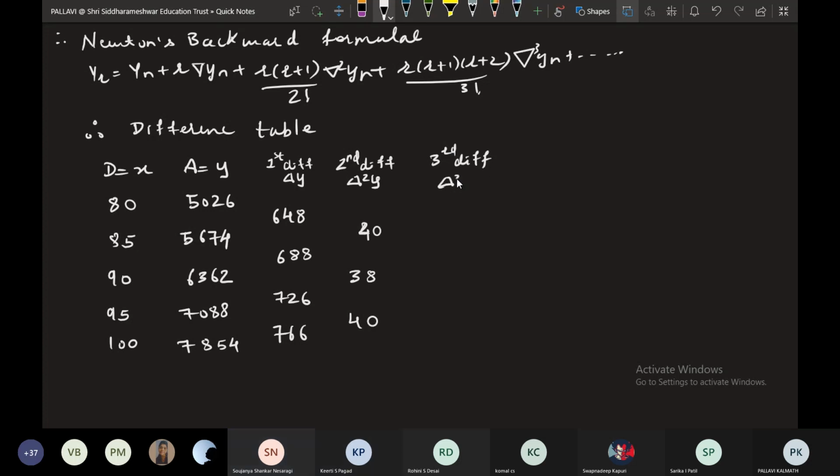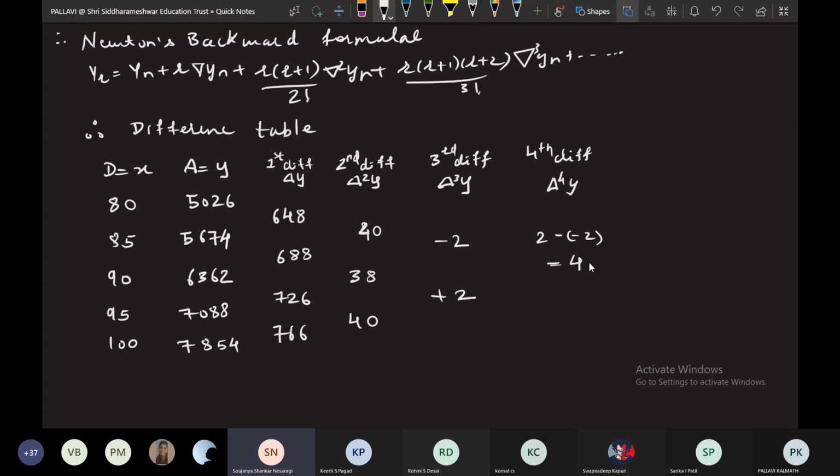Denote it as del cube. 38 minus 40 is minus 2. Then 40 minus 38 is plus 2. Then the fourth difference, del raised to 4 of y. This is 2 minus of minus 2. It is not minus 2 plus 2 equals 0. How much? 4. Okay, now we have found the difference table.